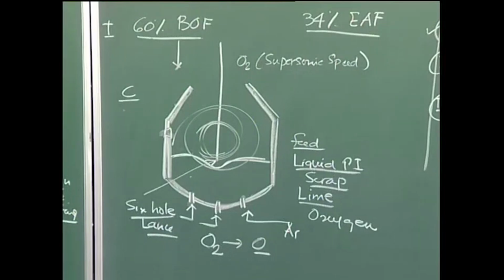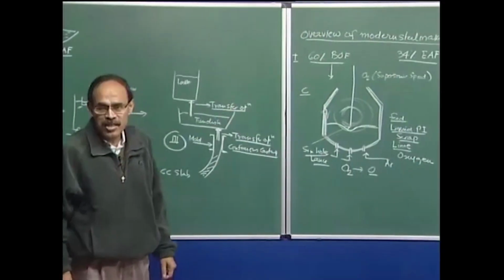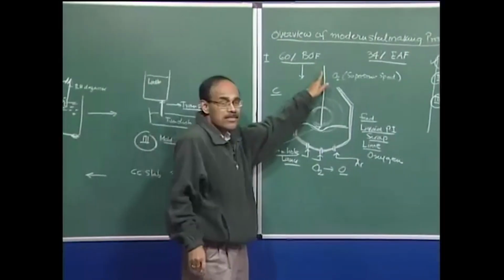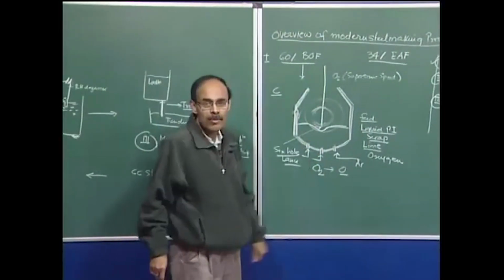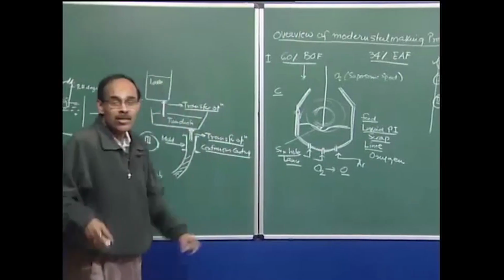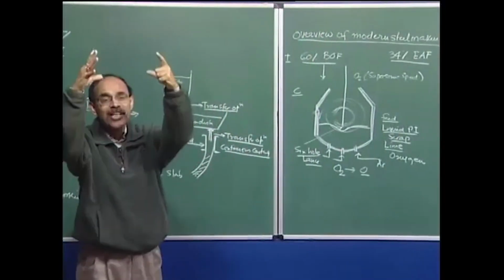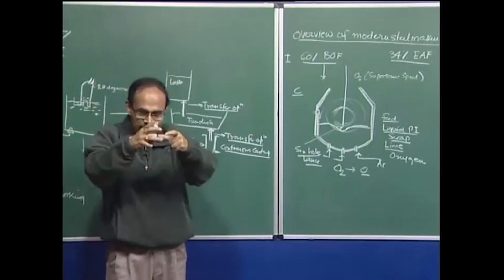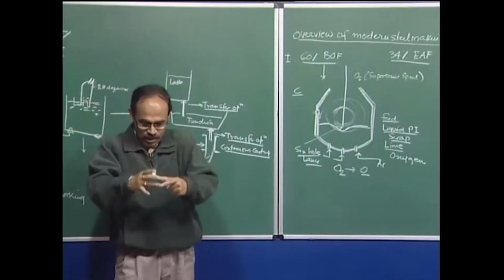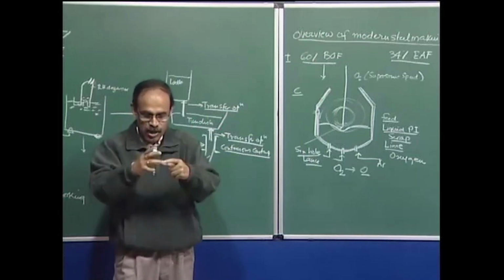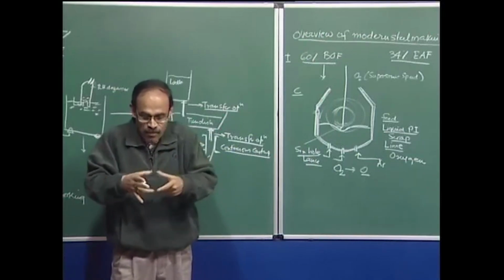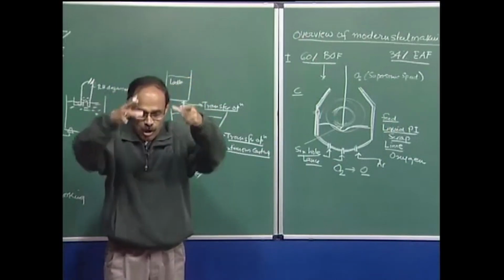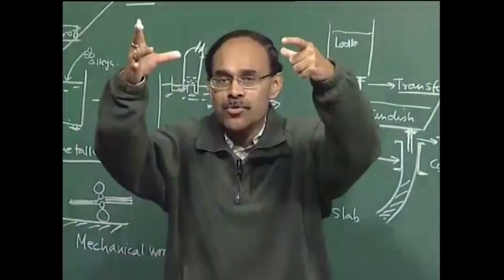We also have processes which are called bottom blown oxygen steel making processes, or the Q-BOP process, okay, where we don't have a lance, but we inject oxygen from the bottom itself. And there, we use coaxial tuyeres. We have two hollow cylinders which are used as tuyeres. So you have an inner cylinder and then an outer cylinder. Through the inner cylinder, oxygen is introduced. Through the outer cylinder, hydrocarbon is introduced.